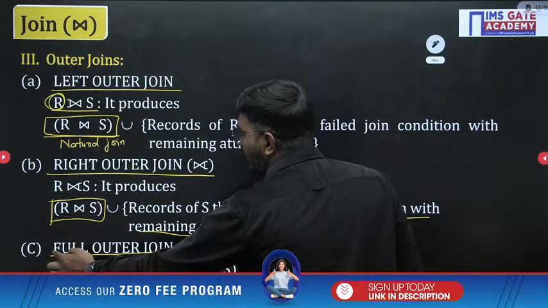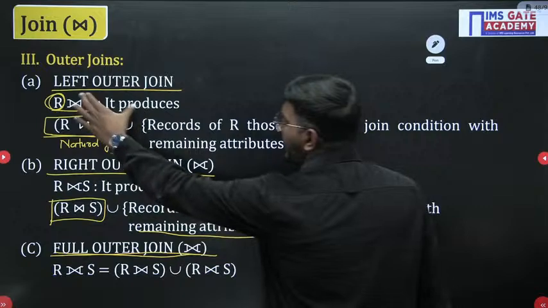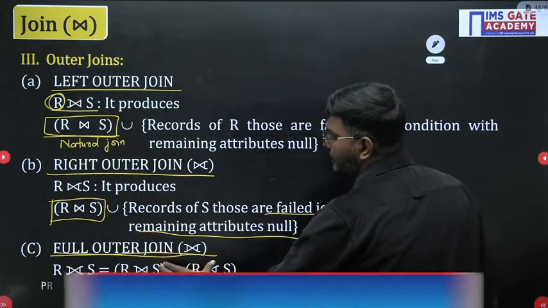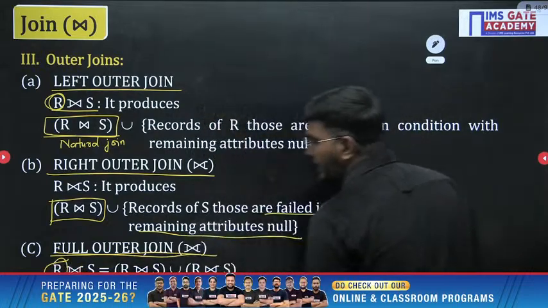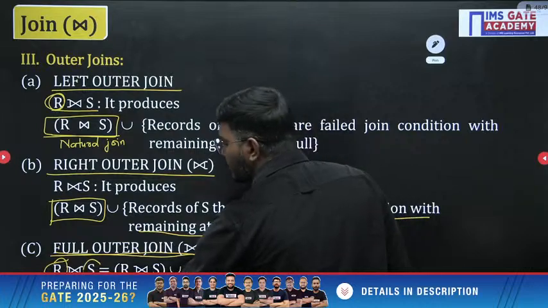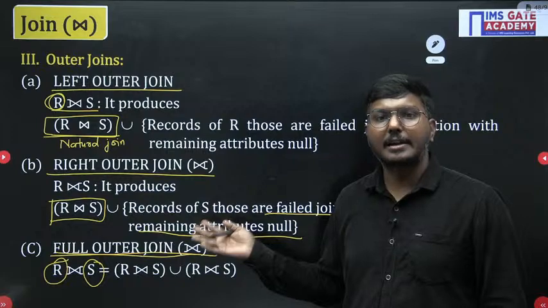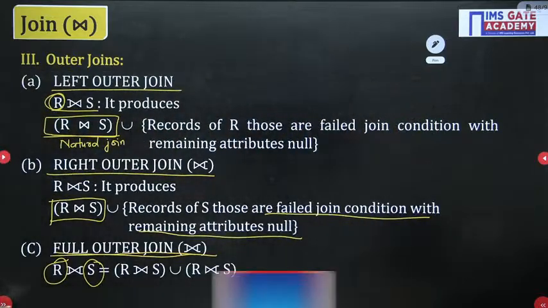Then last is our full outer join. Full outer join means the union of both the left and right outer joins. Fine. So first perform the natural join, then include all the records of R that fail the join condition. Similarly include all the records of S that fail the join condition. Okay, this is nothing but our left, right and full outer join. Understood? Let's quickly solve one question.